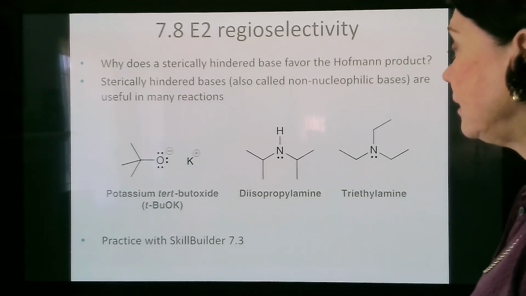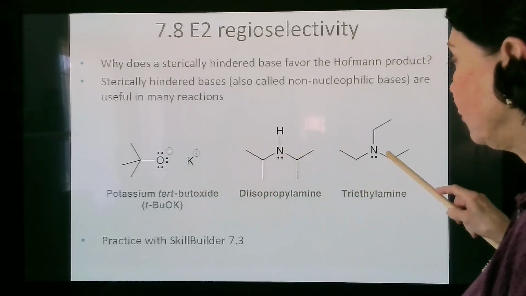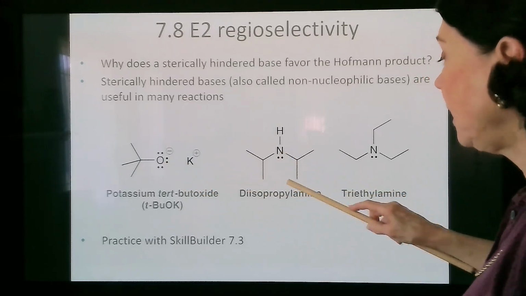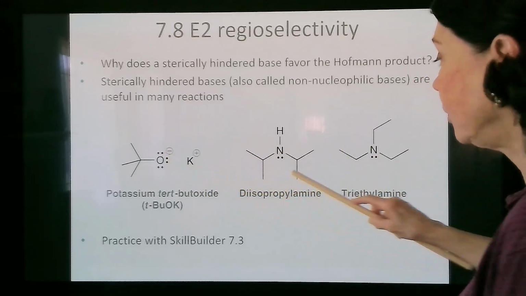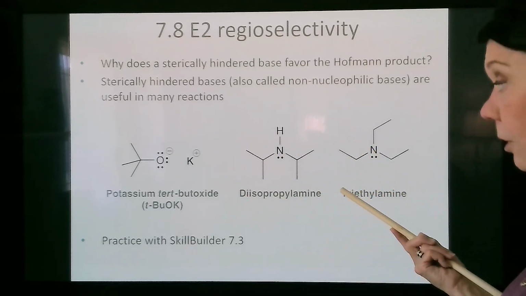So now these are other sterically hindered bases. This one is an oxygen anion. This is an amine. That's an amine. These are others that you'll see. They are in your textbook in this chapter, and you just simply must learn them.